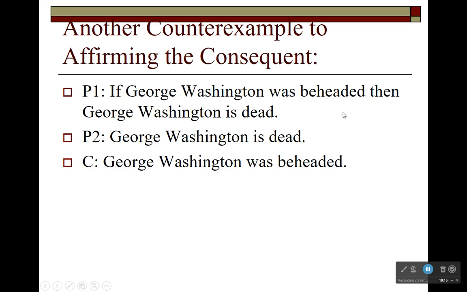So when we substitute those two statements for the variables, we get this argument. If George Washington was beheaded, then George Washington is dead. Well, of course, that conditional statement is true. Anyone who has been beheaded is dead. Second premise, George Washington is dead. That is also true. First president of the United States died quite some time ago, obviously. So both of the premises are true, and yet the conclusion is false. It's not true that George Washington was beheaded. So this is another counterexample, another way of showing that any argument of that form, if P then Q, Q therefore P, is an invalid argument.